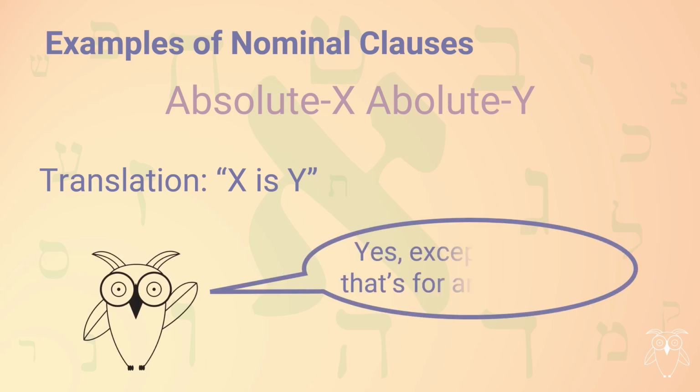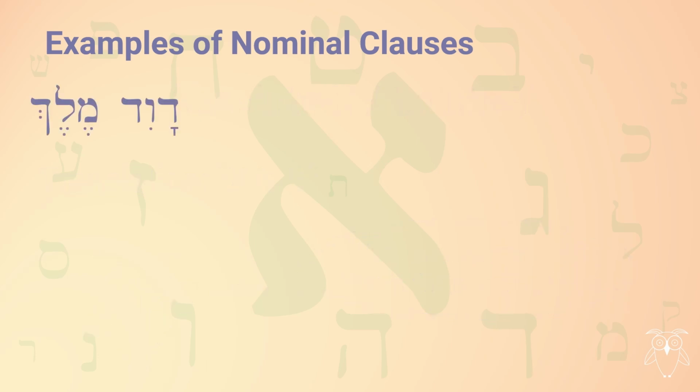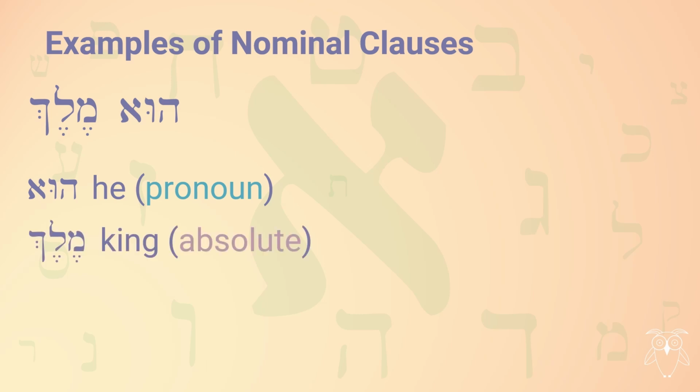Are there exceptions to this? Yes, there are, but context will usually clear that up. But more important than two absolute nouns, which doesn't occur that often in the Bible, is if you replace one of those absolute nouns with something else. Here, let's get back to our example phrase and replace David with another word. Now you get hu melech. Hu means he, so a personal pronoun, and melech is still king, and an absolute noun. The translation is, he is king.